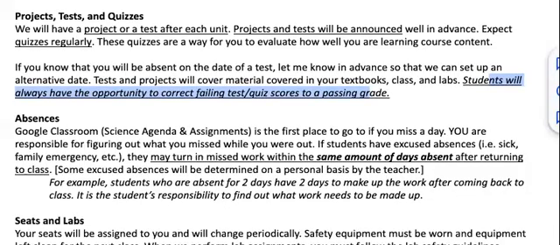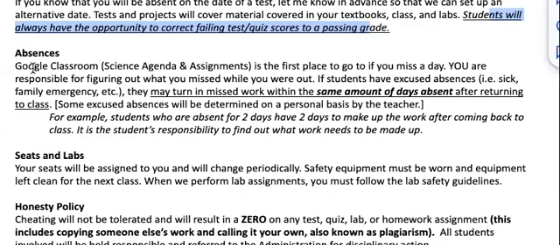As far as absences, again, if you're absent, the first place I want you to check is Google Classroom. There's going to be a document titled Science, Agenda, and Assignments. That is going to be the first place you go if you miss a day. You are responsible for figuring out what you missed while you were out.